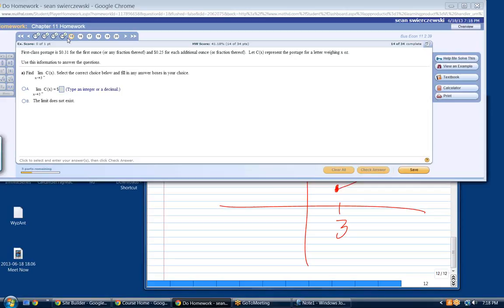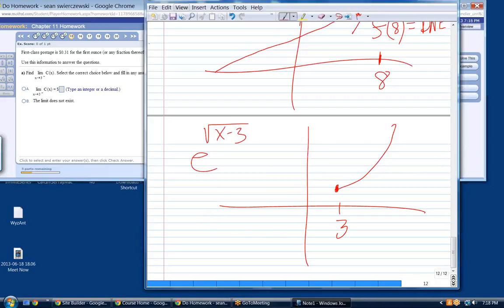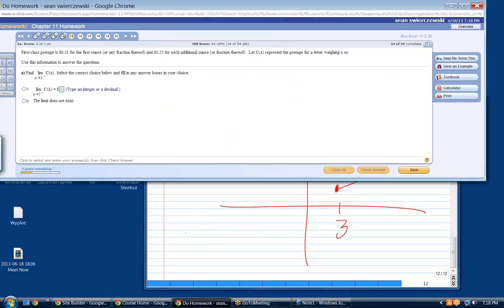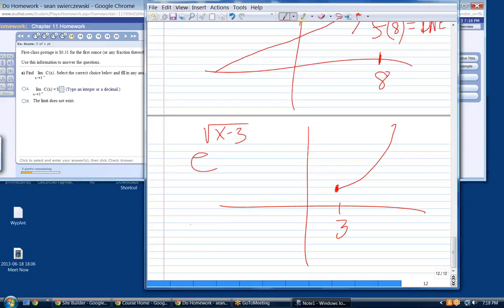So X is the weight. So we're approaching 3 ounces from the left. What is going to be our charge for postage? 0.81. So it's going to be 0.31 plus 0.25 for the second ounce.